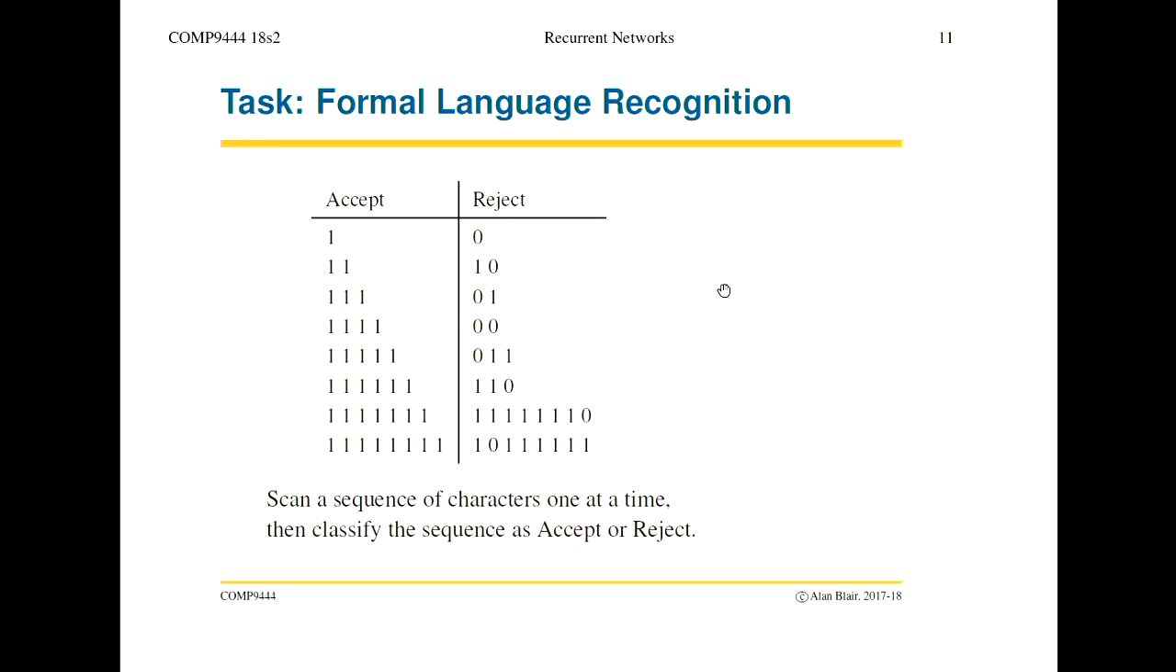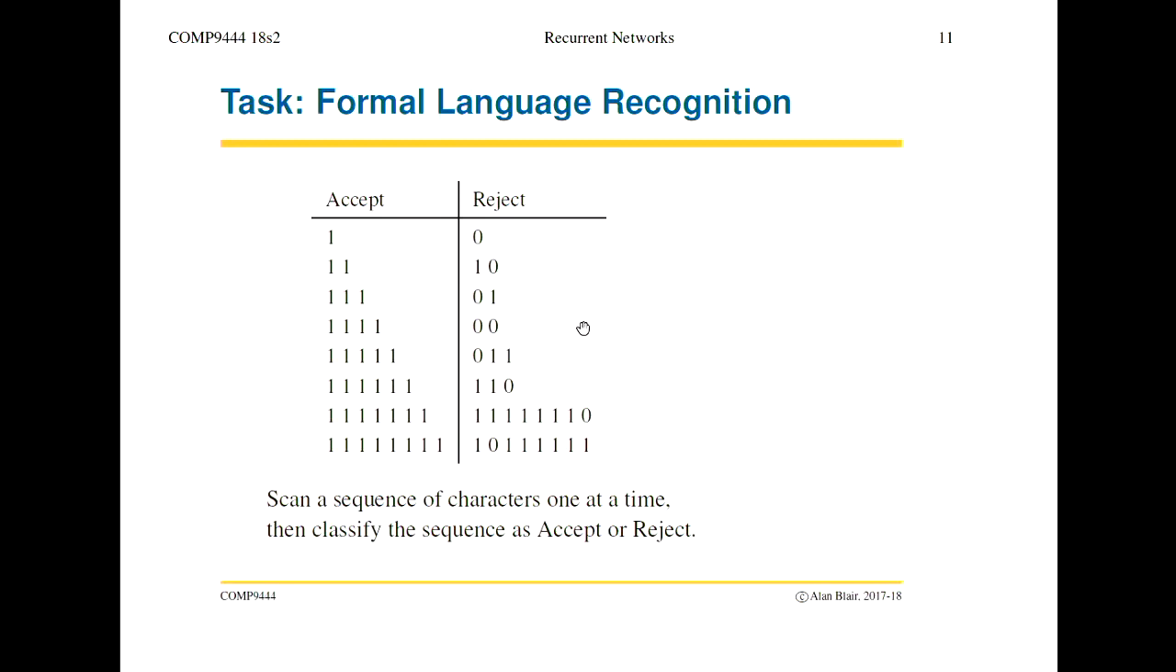You have a training set that consists of accept and reject strings, and you want to train your system so that, given the symbols in the sequence one at a time, after it has seen all the symbols, it has to say whether that is an accept or a reject. So it's a classification of the strings into two different classes, but it's traditional to refer to them as accept and reject. This is from formal language theory.